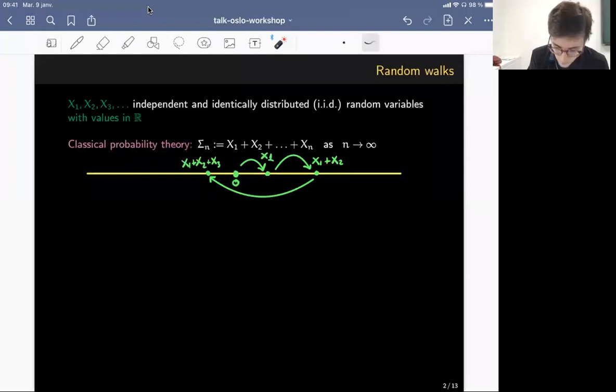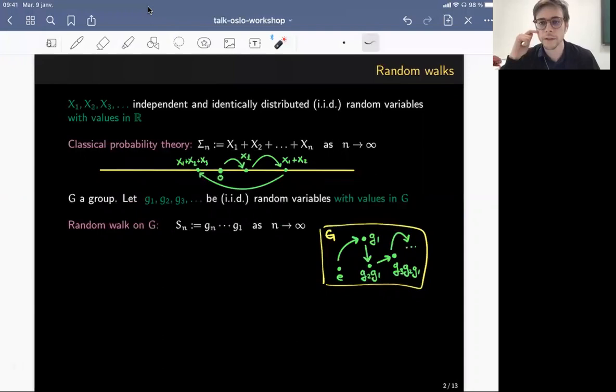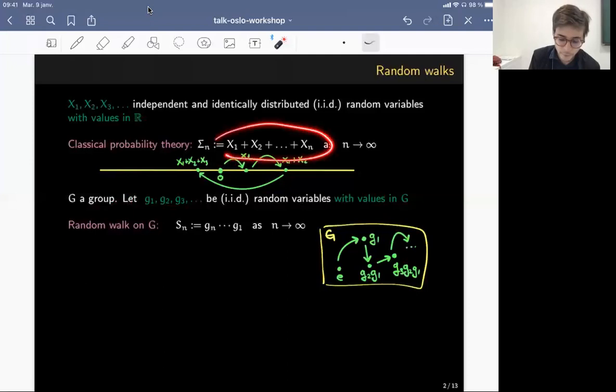And what I'm talking about today is some sort of non-abelian version of this theory. So we start with a group. In general, we take a Lie group, and in this talk, I'll mainly be concerned with SL2C, but it works for any group. So take G a group and consider now a sequence of IID random variables, but instead of taking values in the real line, we take values in this group G. Then we can play the same game. Instead of adding the variables, we can take the product from G1 up to Gn of these IID G-valued random variables and look at the behavior when n goes to infinity.